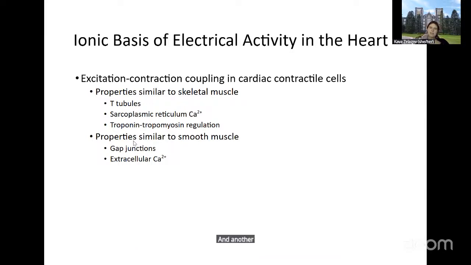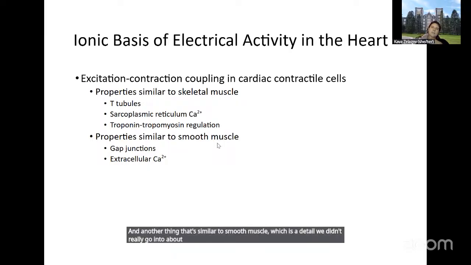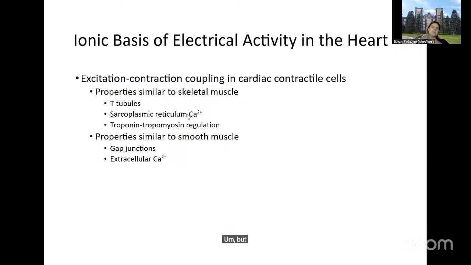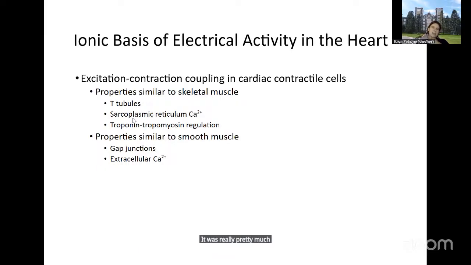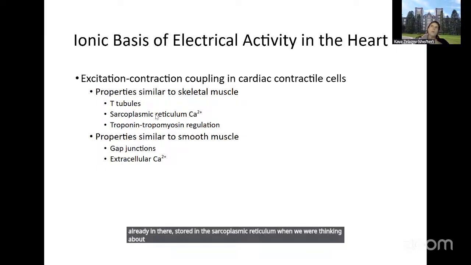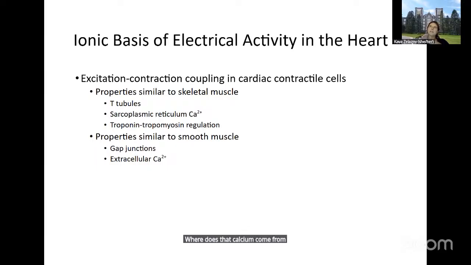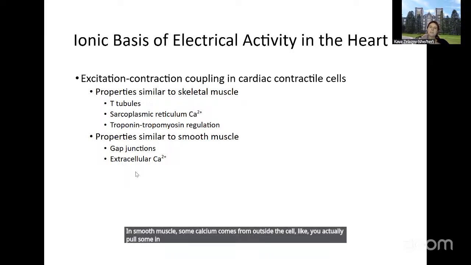And another thing that's similar to smooth muscle, which is a detail we didn't really go into about smooth muscle, is that not all of the calcium we're looking at is already inside the cell. In skeletal muscle, it was pretty much all already in there, stored in the sarcoplasmic reticulum, when we were thinking about where that calcium comes from that lets us start cross-bridge cycling. In smooth muscle, some calcium comes from outside the cell, like you actually pull some in, and that's going to be true for a heart cell too.